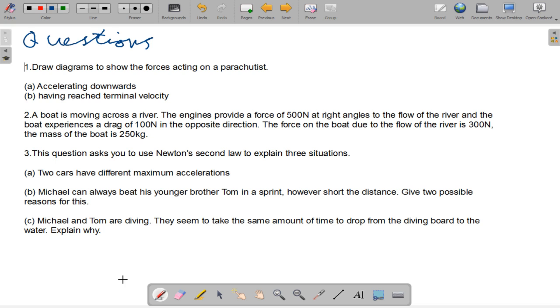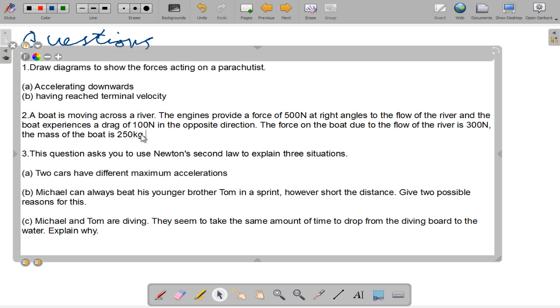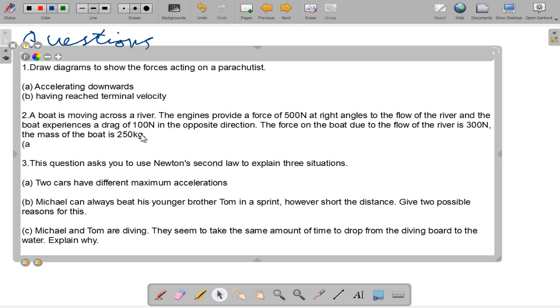And what you need to do, I forgot to type it up, whoops, so I'll just type it up here now. So you need to calculate the magnitude of the resultant force acting on the boat, and calculate the magnitude of the acceleration of the boat. So I'll just type it in now.